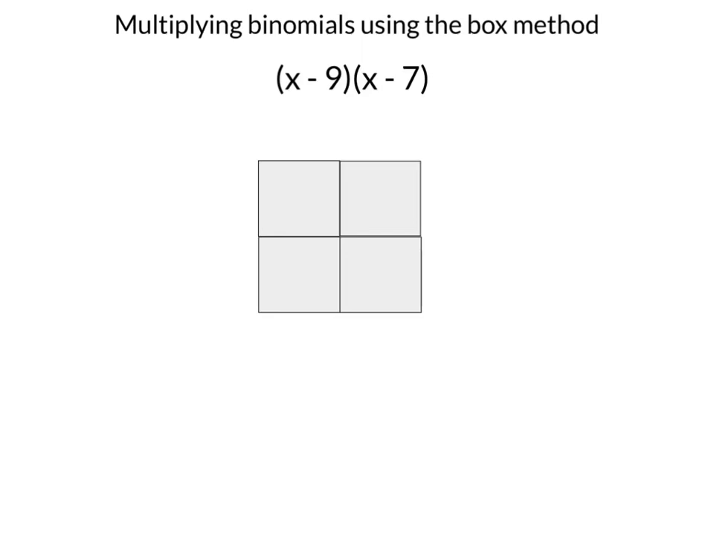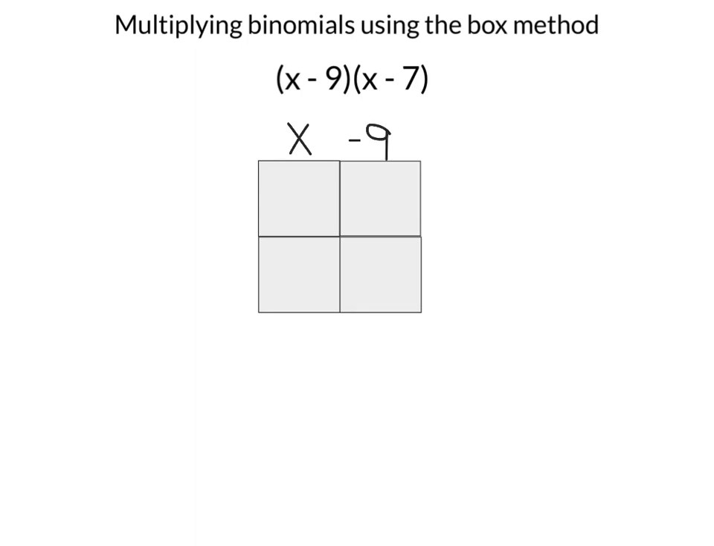Hello and welcome. We're going to look at multiplying binomials, and we're going to use the box method to demonstrate this. So in my first problem here, I've already drawn my box. I have 2 columns and 2 rows in my box because I have a binomial times a binomial. So I'm going to take my first set of parentheses and write the values in that first set of parentheses across the top, one value in each column.